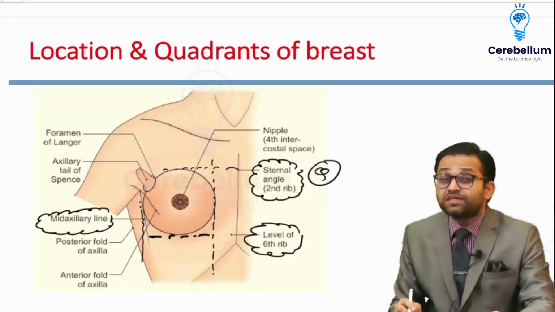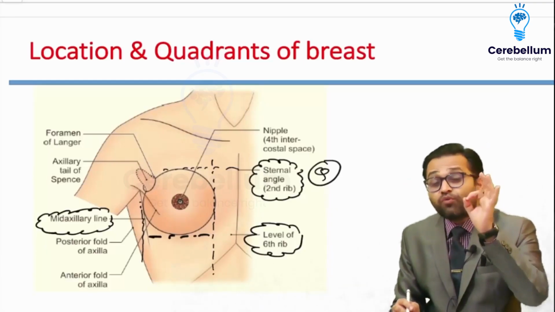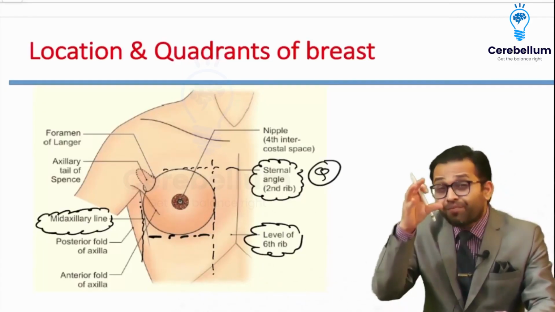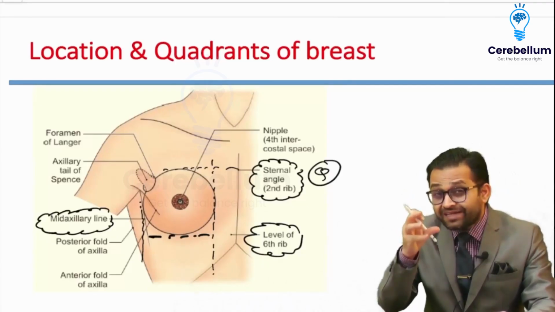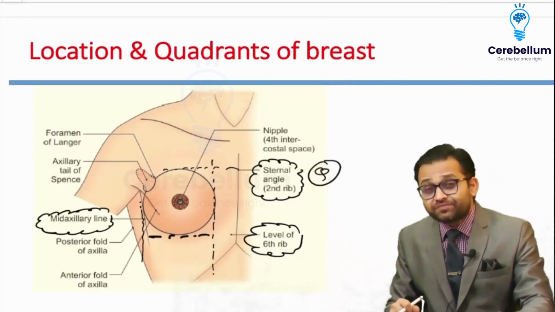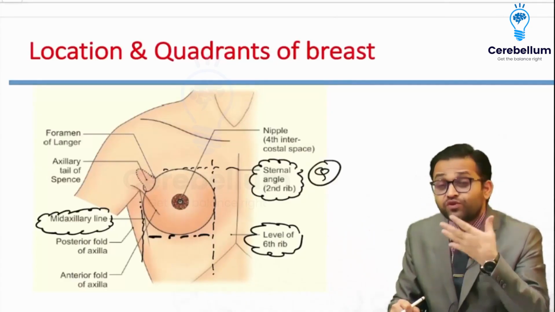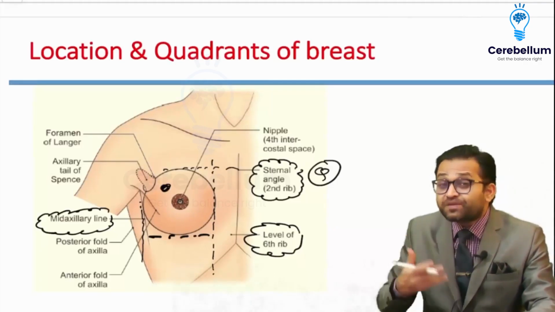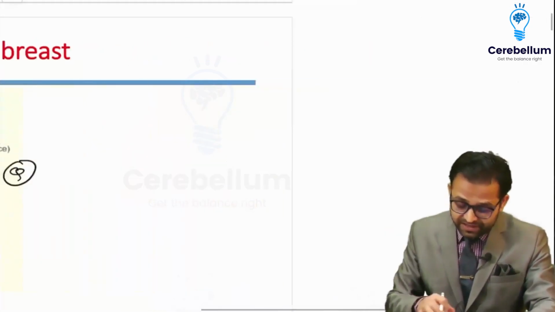Now try to understand the quadrants of the breast. It is important for what? It is important for the diagnosis of a mass or any lesion located in the breast. When you go for surgery or clinic, you have to locate in which portion of the breast any lesion or lump is present. That's why, try to catch this point.